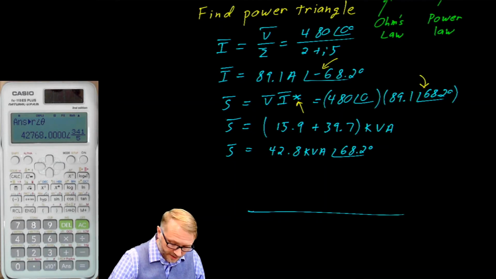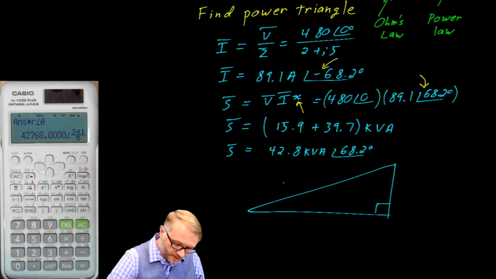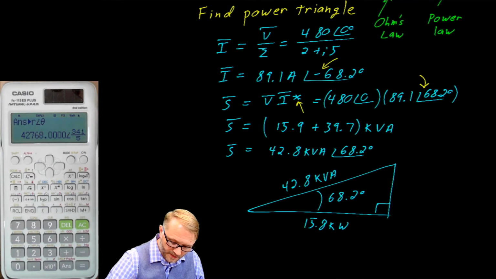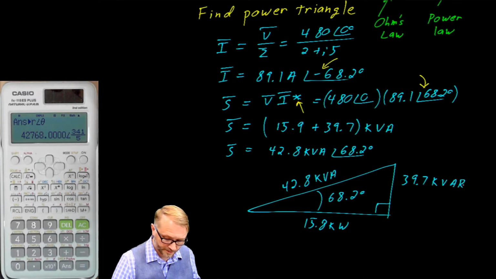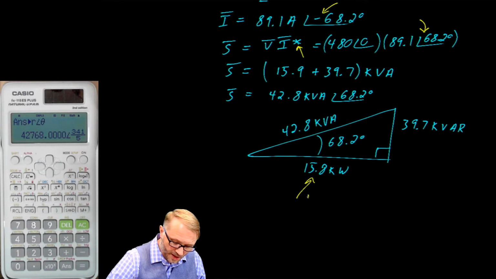The power triangle looks something like this, with 42.8 kVA as the hypotenuse, an angle of 68.2 degrees, 15.8 kW, and 39.7 kVAR. Remember, this is real power, this is reactive power, and this is apparent power.